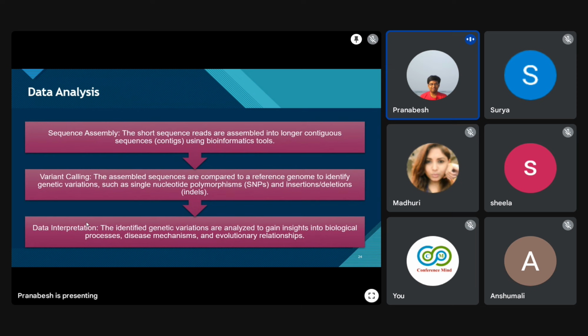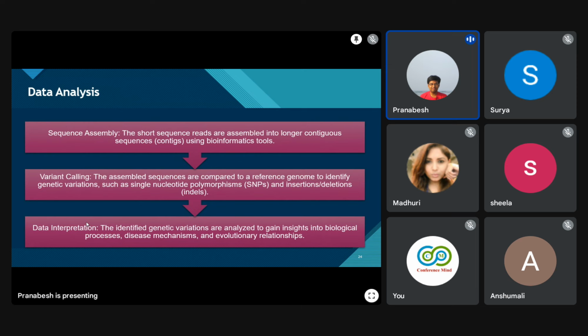So what happens? The short sequence reads are assembled into the longer contiguous sequences, which are the contigs. So there are bioinformatic tools used to read the short sequences, and there are some kinds of variant calling.